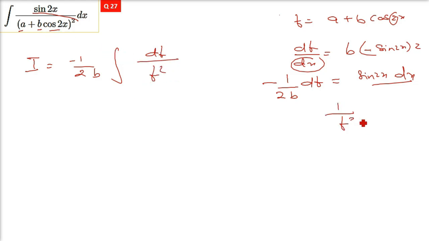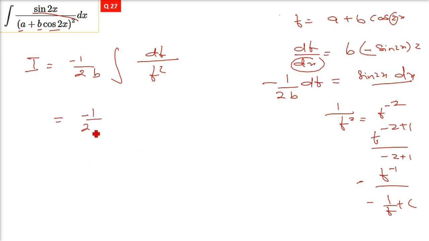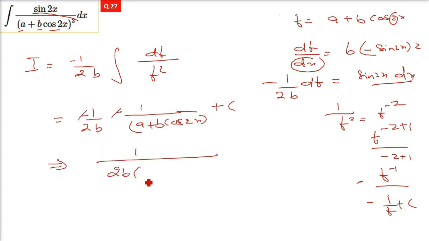What is the integration of 1 by t square? T raised to minus 2, so t raised to minus 2 plus 1 divided by negative 2 plus 1. So this will be t raised to minus 1 divided by negative 1. So the negative you can bring here: negative 1 by t plus constant of integration. This is the whole integration, so let me write it directly. Negative 1 by 2b will be there, times negative 1 by t, where t is a plus b cos 2x, plus constant of integration. Negative times negative forms positive. So this will be 1 by 2b (a plus b cos 2x) plus constant of integration.